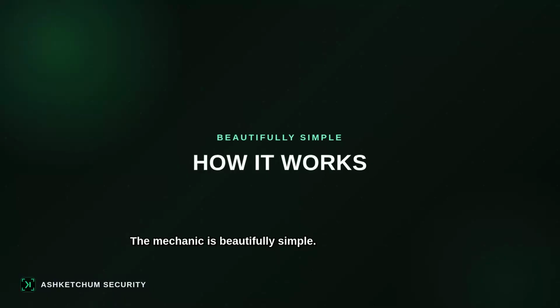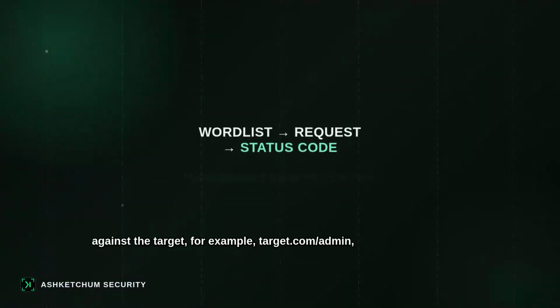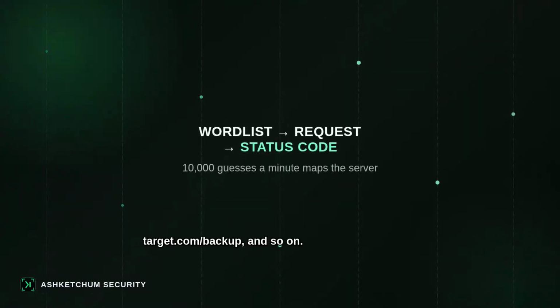The mechanic is beautifully simple. You take a word list, a big text file of common file and folder names, admin, backup, login, config, uploads, and thousands more. Then a tool requests each one against the target, for example, target.com/admin, target.com/backup, and so on. For every request, the server answers with a status code, and that code tells you whether the path exists. Do that 10,000 times per minute, and you rapidly map what's really on the server.